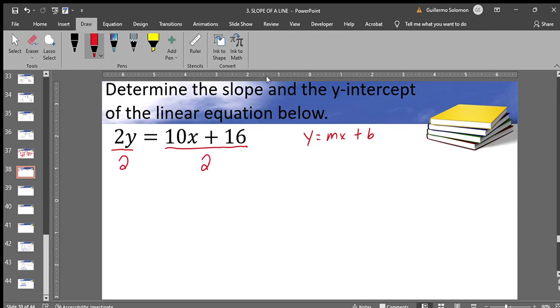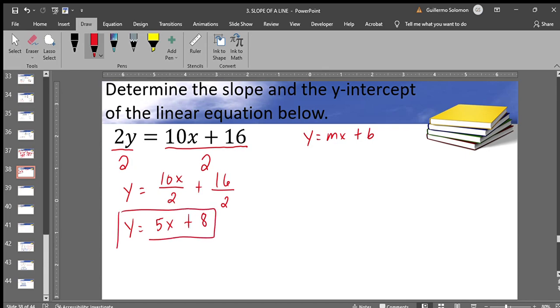So, 2y divided by 2, so it will become y. Because 2 over 2, it will reduce as 1. So, 10x, paghiwalay na lang natin, 10x over 2, plus 16 over 2. So, y is equal to 10x over 2, or 10x divided by 2, that is 5x. 10 divided by 2, that is 5. So, retain x. Plus 16 divided by 2, and that is 8. So, this is our slope-intercept form.